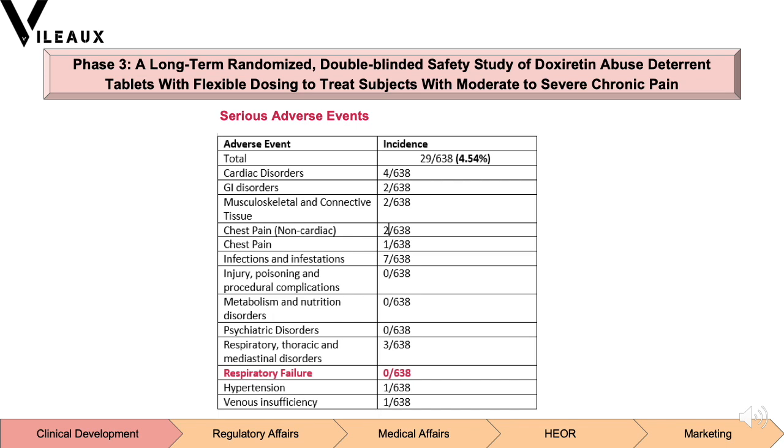Highlighted in this slide is the incidence of serious adverse events. Safety was analyzed based on adverse events and vital sign measurements. A serious adverse event is defined as any adverse event occurring at any dose that resulted in any of the following outcomes: death, life-threatening adverse events, hospitalization, or prolongation of existing hospitalization. It is important to note that Dr. Redden had 0 events of serious respiratory depression.